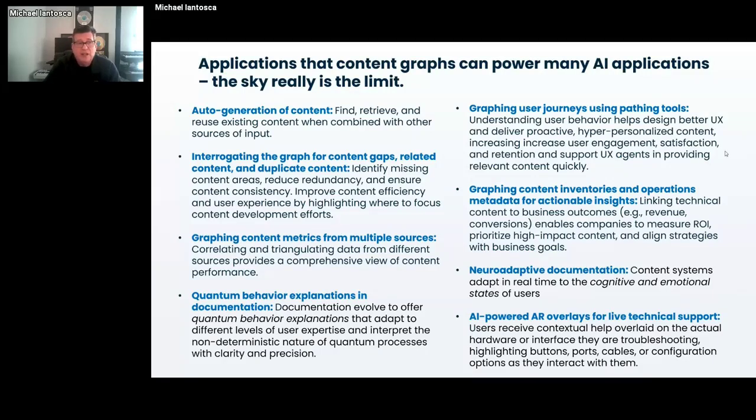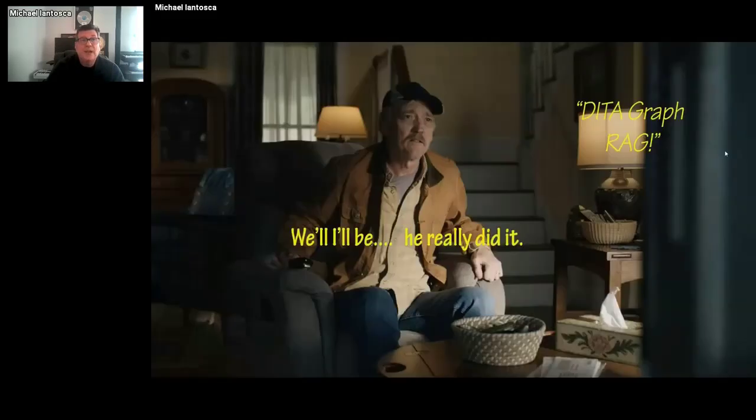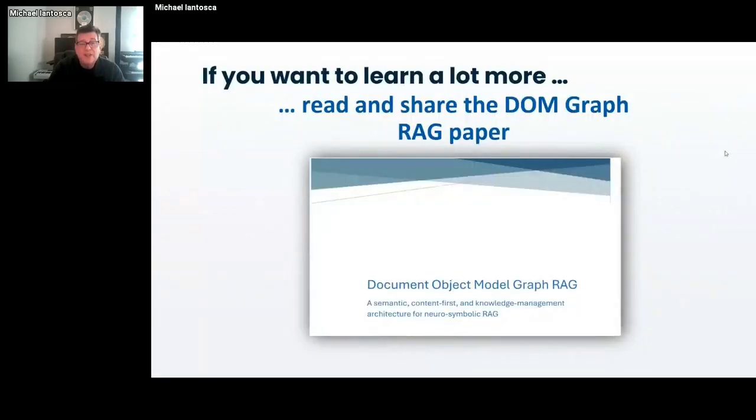In addition to auto-generating content, we can do things like neuro-adaptive documentation, where we can adapt content in real time to the cognitive and emotional state of the user. We can interrogate our entire content corpus and get information out of our corpus that we could never get even with a sophisticated content management system. And we really did it and now have a maintainable, automatable process to use deterministic knowledge graphs instead of predictive vector databases. So like I said, this paper is deep.